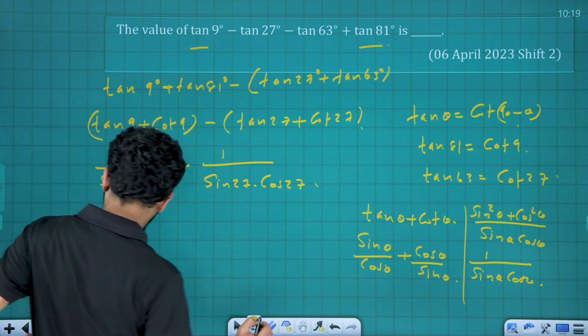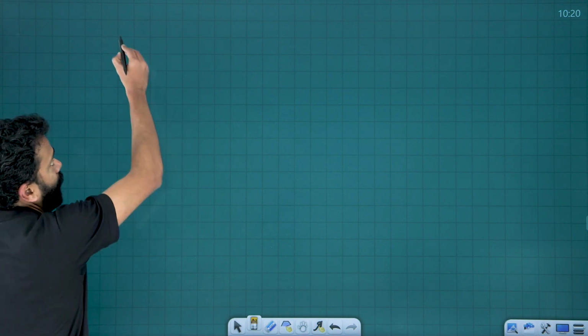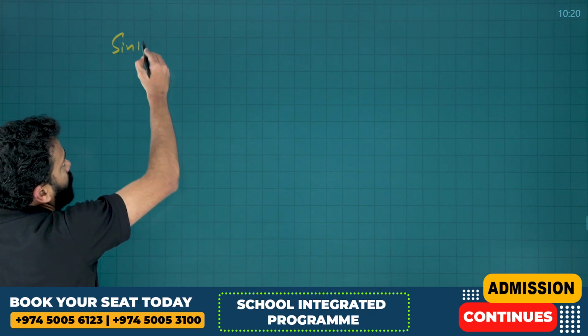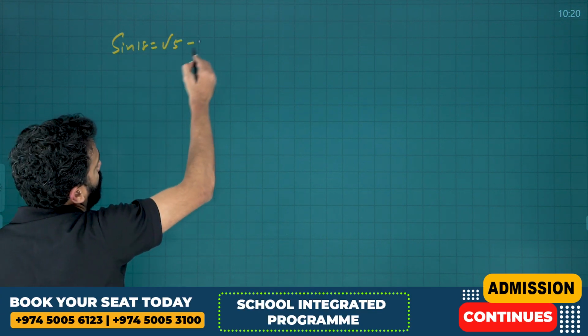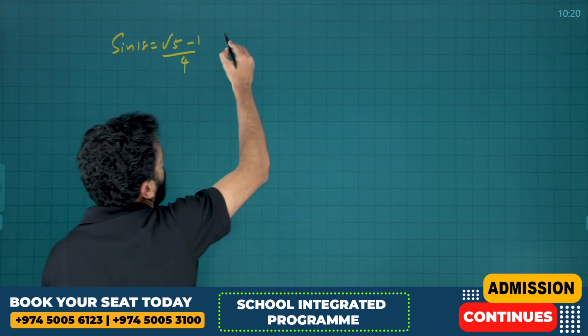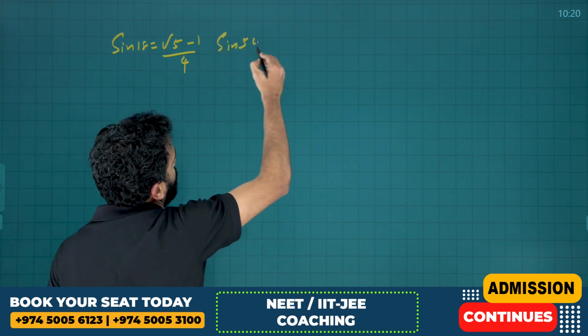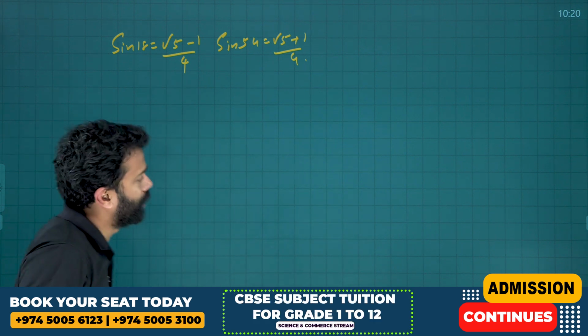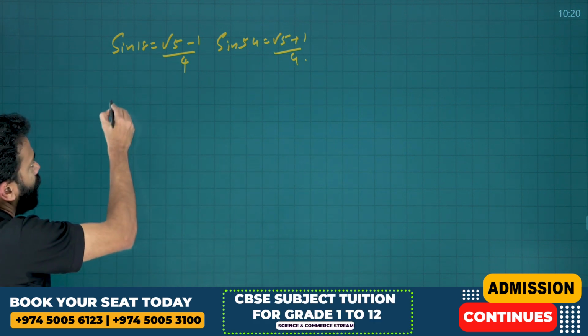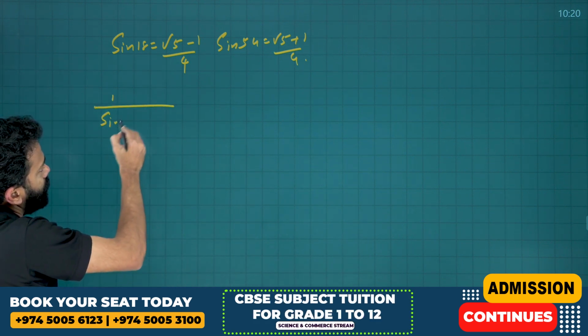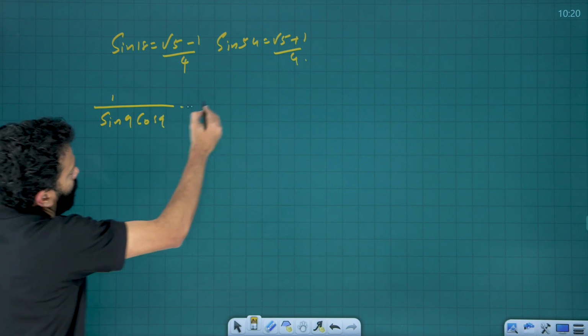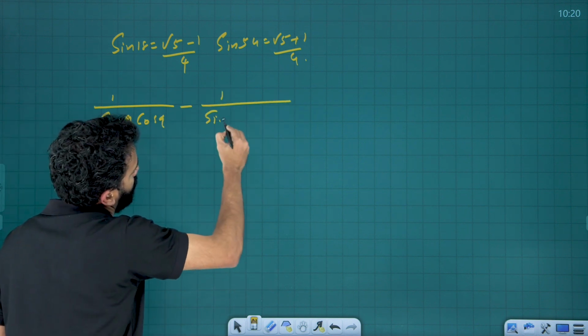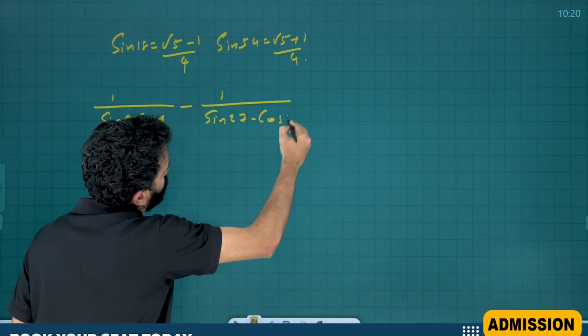We need to move to the next slide. So, what is the value of sin 18? Root 5 minus 1 by 4. And what is the value of sin 54? That will be root 5 plus 1 by 4. Hope you got the idea here. That is 1 by sin 9 into cos 9 minus 1 by sin 27 into cos 27.